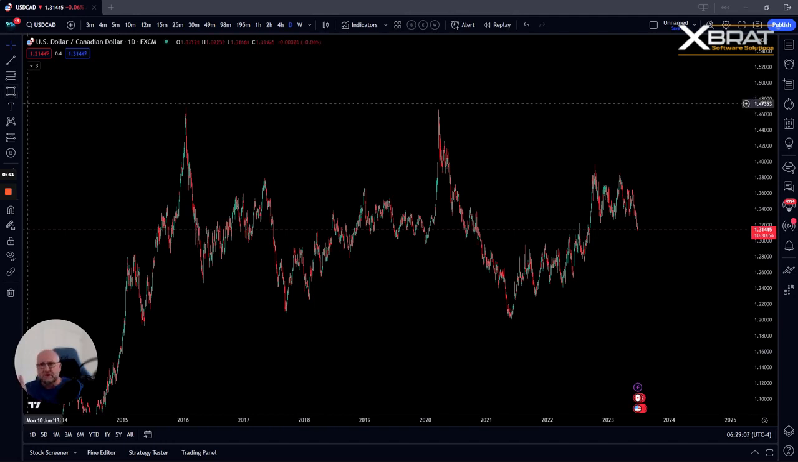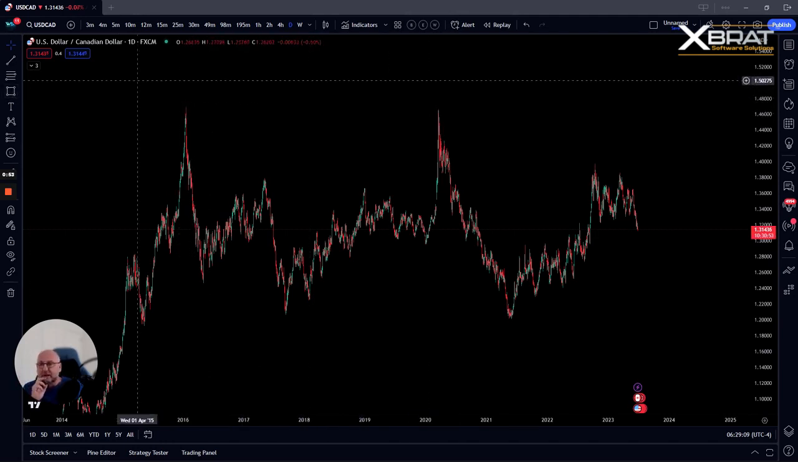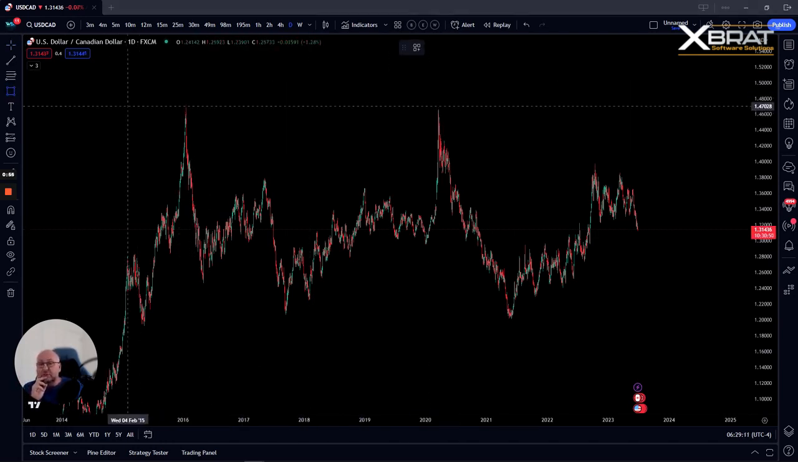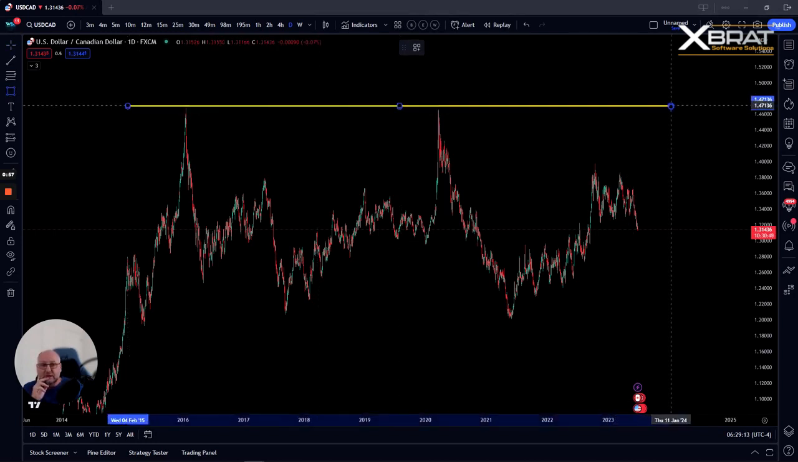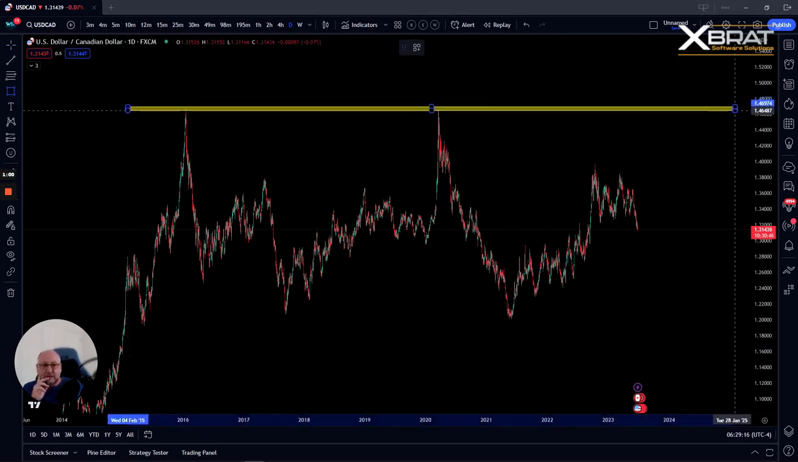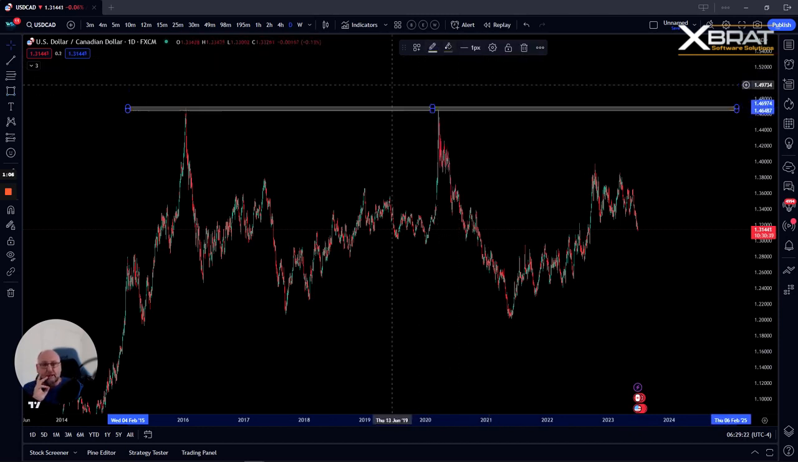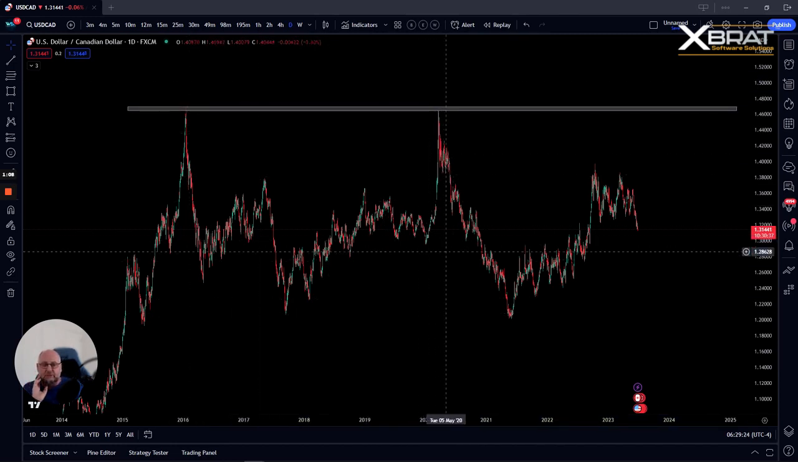So this is very simple. I'm looking at these two peaks here. It doesn't take the brains of a rocket scientist to join these two together here, extend them out to the right. Now, for me, color-wise, I always have grey for daily. So I've got a grey zone there for daily.